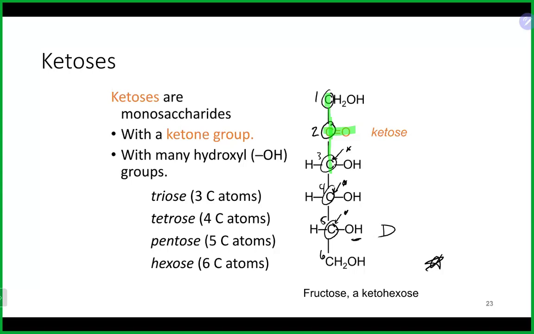So if it has a ketone group, then we call it a ketose. Again, it's a triose, tetrose, pentose, or hexose, depending on the number of carbons. Questions on that?